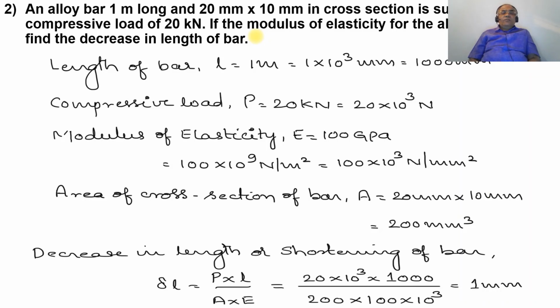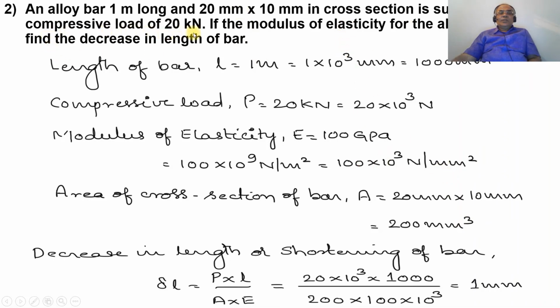To find that, he has given the length of the bar as 1 meter. So you convert meter into mm, that is equal to 1000 mm, or 1 into 10 to the power of 3 mm. And the area of cross section of the member is 20 mm by 10 mm. So area of cross section capital A is 20 mm by 10 mm, which is equal to 20 into 10, equal to 200 mm square. It should not be mm cube, it is mm square, because it is the area of cross section.